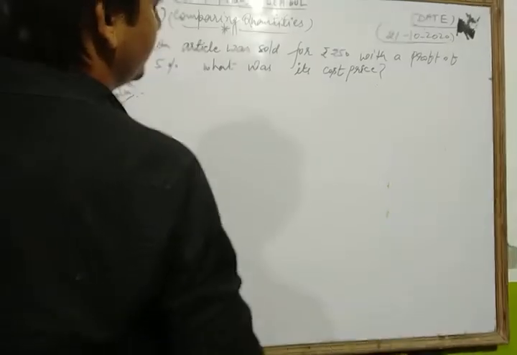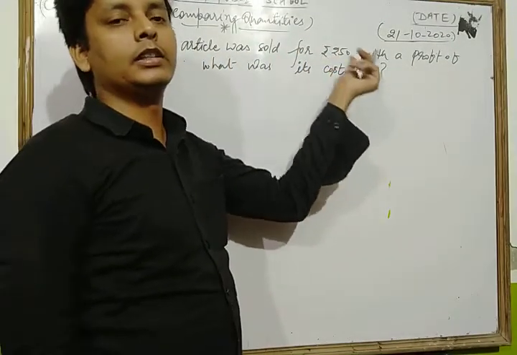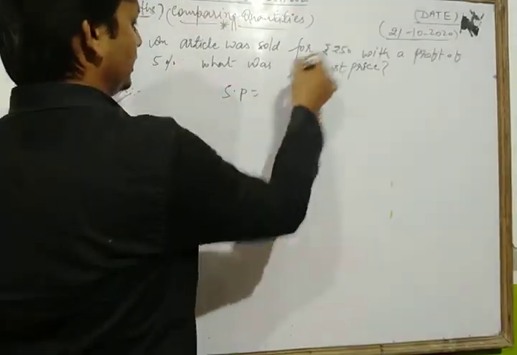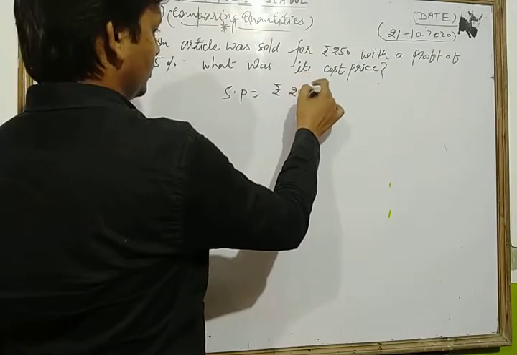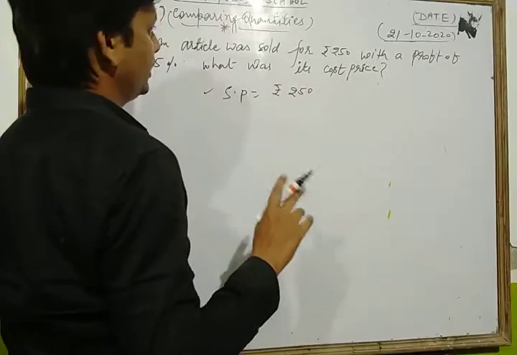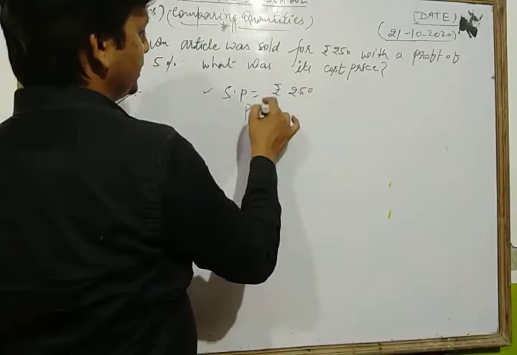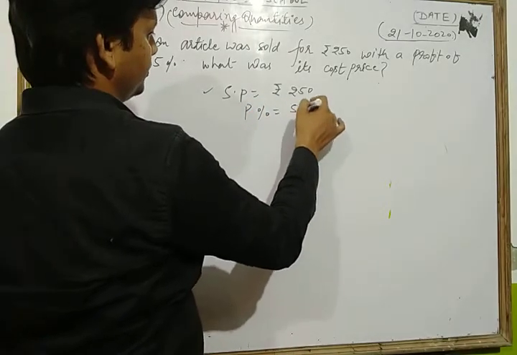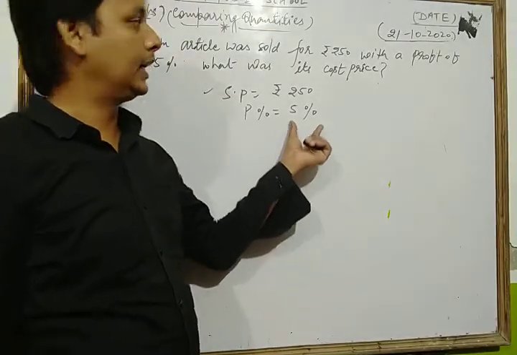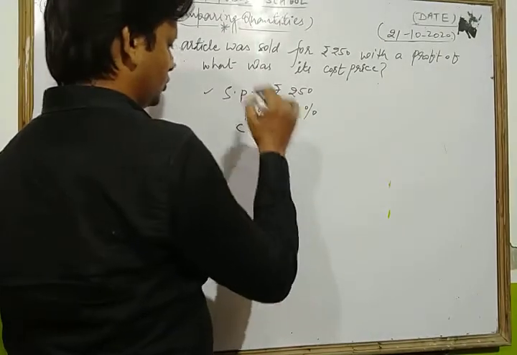Okay, look. In that question, an article was sold for rupees 250. This is the selling price of that object. And the article was sold with a profit of 5%, so the profit percent is given as 5%. We have to find the cost price.